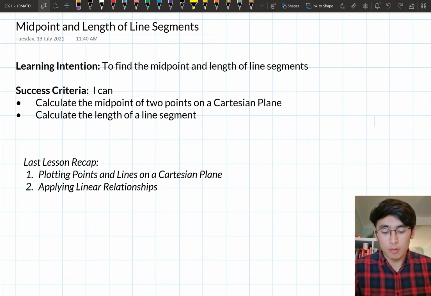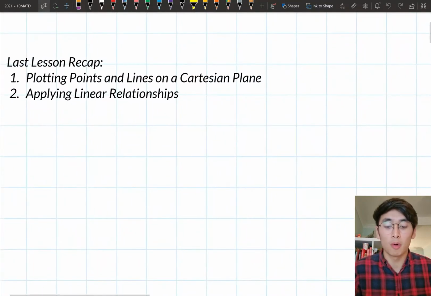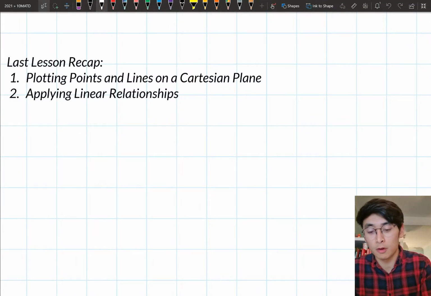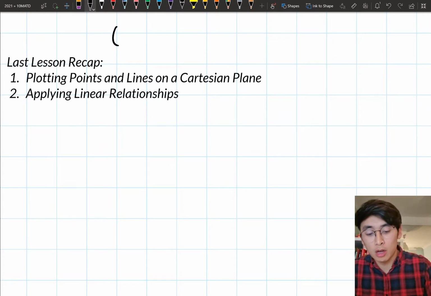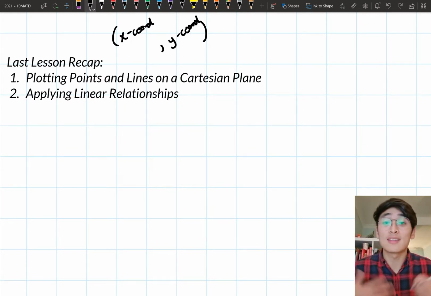So just a quick recap of what we looked at in the last lesson. Last lesson, we looked at plotting points on a Cartesian plane. If you remember, when we look at coordinates, it involves two numbers. The first number is our x coordinate and the second number is our y coordinate. That is how we plot points on a Cartesian plane.